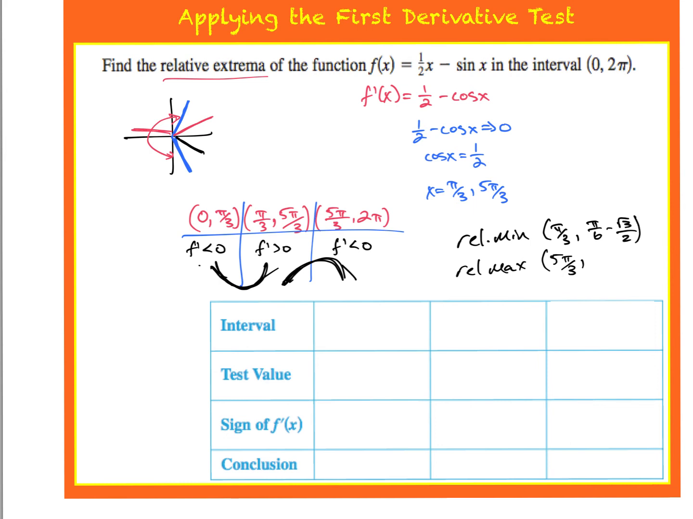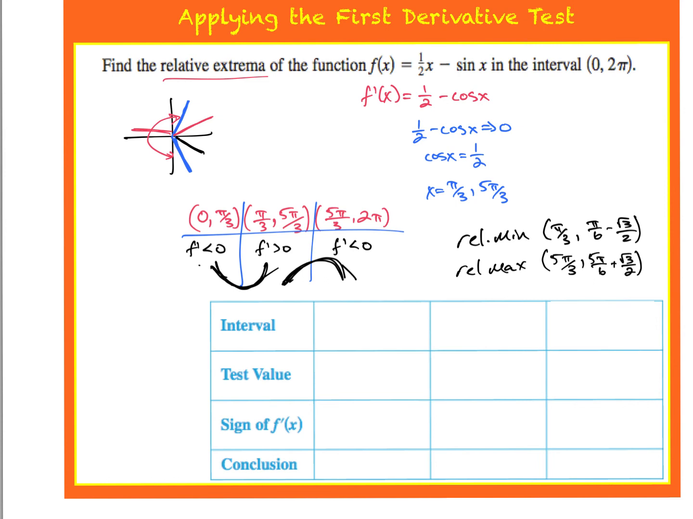All right. Now I'm going to substitute in 5 pi over 3 into the original. So 1/2 times 5 pi over 3 is 5 pi over 6. And then minus sine of 5 pi over 3. So what's the sine of 5 pi over 3? Negative square root 3 over 2. So I'm subtracting a negative, which makes it a positive square root 3 over 2. All right. Pretty good.